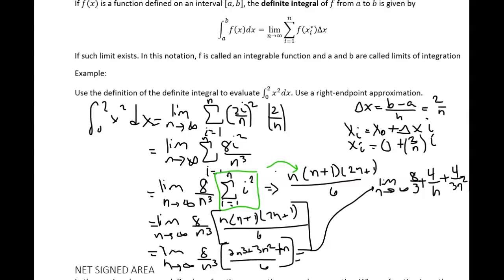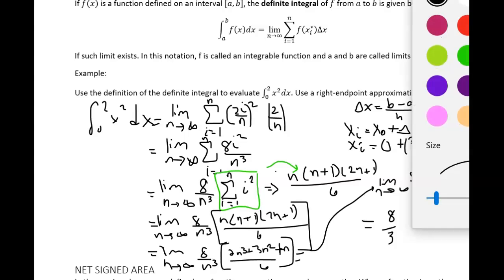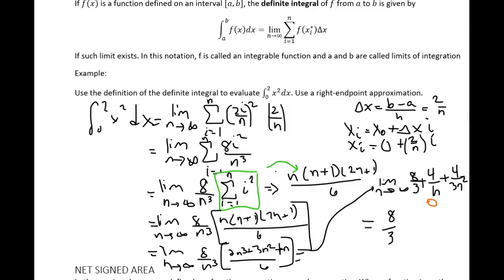Now let's evaluate our limit. The 8/3 is not affected by an ever-increasing n value, but 4 over n is going to approach 0 as n approaches infinity, and 4 over 3n squared is going to approach 0 as n approaches positive infinity, which means that the area under this curve exactly is 8/3. And this is actually what your calculator is doing when you use your integral function and set the boundaries and get an exact answer.